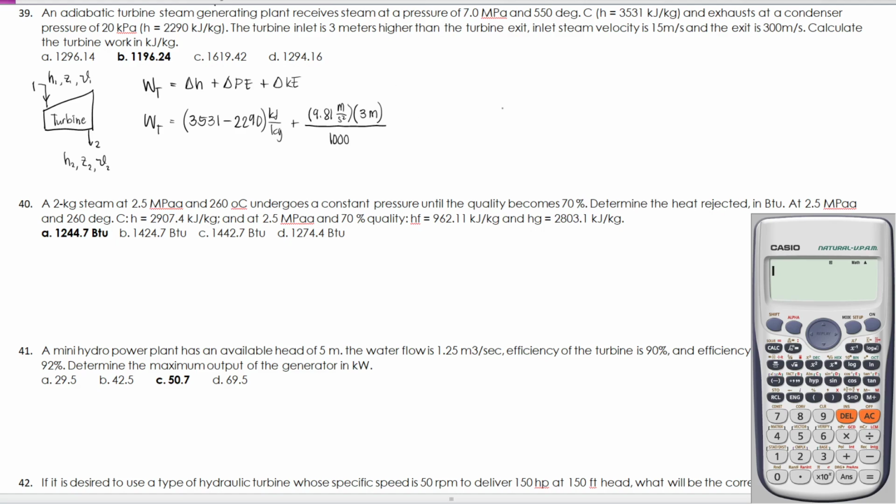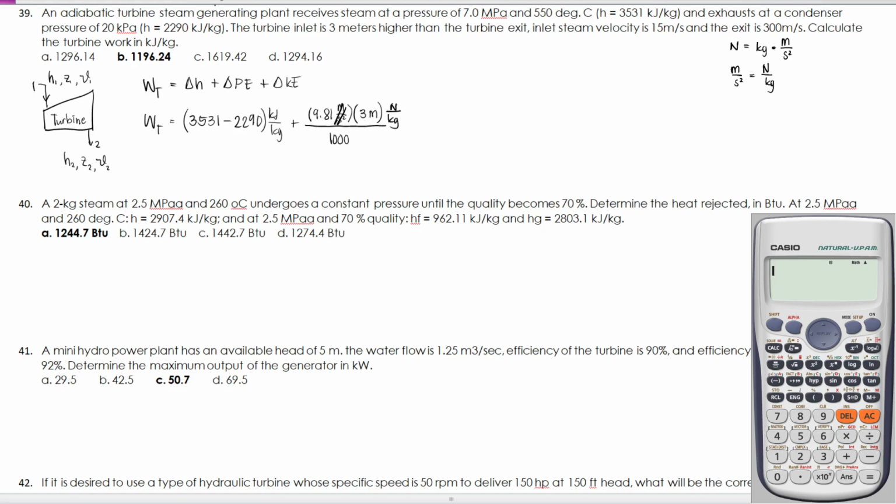I-analyze ko lang yung unit dito sa side na to. Kasi kung inyong mapapansin, this will be in meter per second square times meter. From Newton's second law nga, ang equivalent ng Newton ay equal sa kilogram times meter per second square. So kung kukuhanin natin yung value ng meter per second square, that will be equal sa Newton per kilogram. Okay? So kumbaga, itong meter per second square na to is magiging Newton per kilogram.